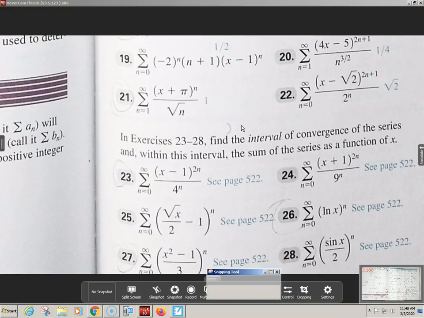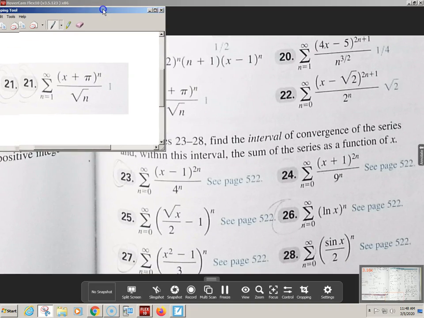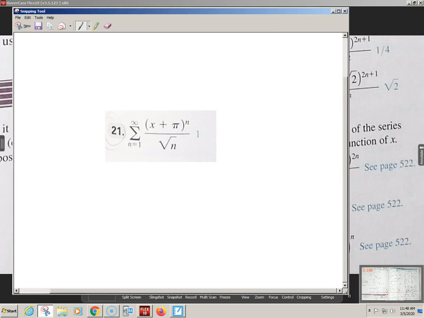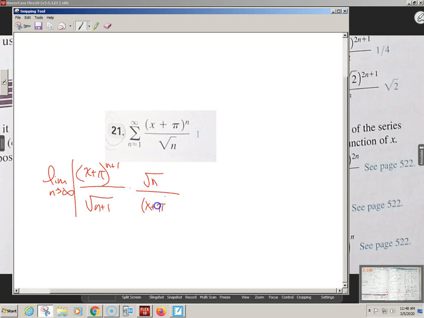Okay, so for number 21, you guys can see the final answer is 1, but let's see why it is 1. When you plug in, absolute value means you don't have to worry about an alternator, but there wasn't one anyway. The limit as n goes to infinity. That absolute value is still important for the x, so we'll keep it in there. We have |x plus pi to the n plus 1 over the square root of n plus 1 times the square root of n over x plus pi to the n| needs to be less than 1. I like to separate out my n, because that makes life a little bit easier.